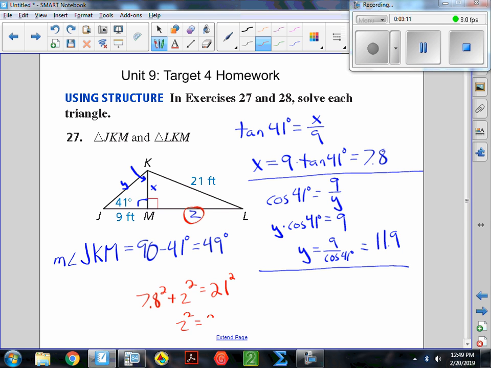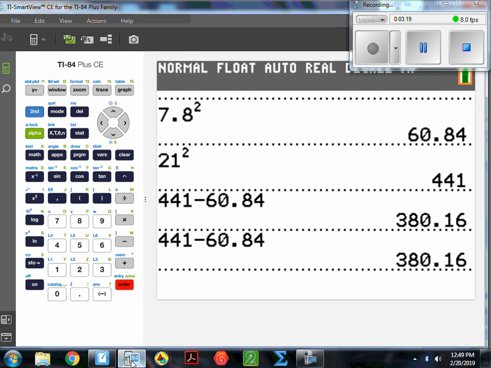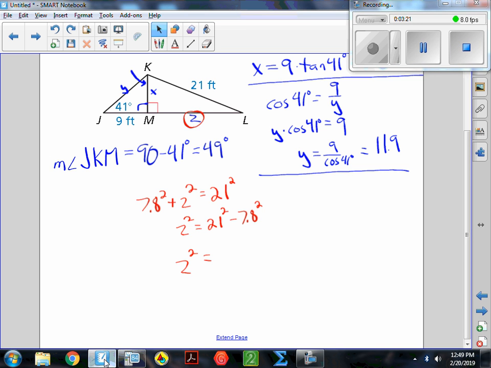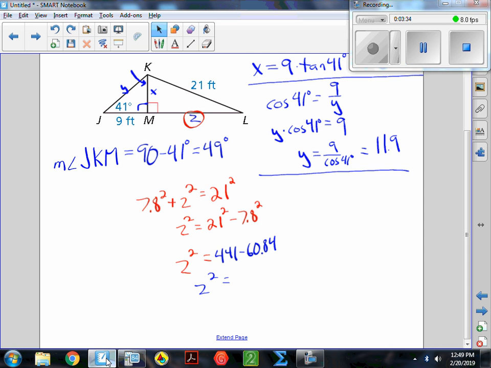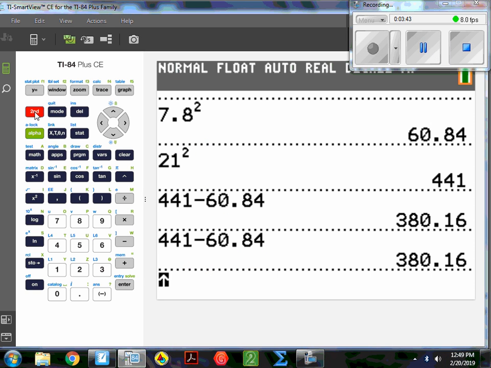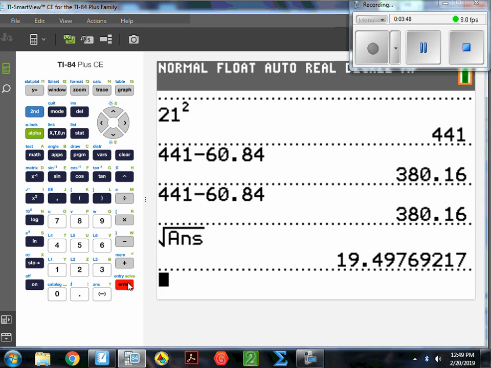So what I've been doing is this. Z squared equals 21 squared minus 7.8 squared. Z squared is equal to 441 minus 60.84. Z squared is equal to 380.16. So Z is equal to the square root of that, 19.5.